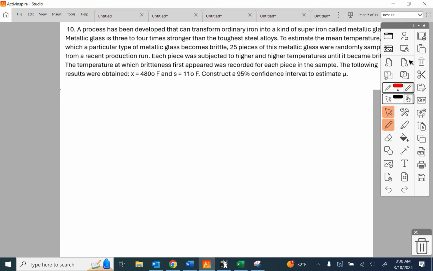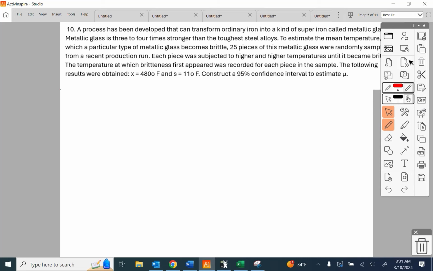A process has been developed that can transform ordinary iron into a kind of super iron called metallic glass. Metallic glass is 3 to 4 times stronger than the toughest steel alloys. To estimate the mean temperature at which a particular type of metallic glass becomes brittle, 25 pieces of glass were randomly sampled from a recent production run. Each piece was subjected to higher and higher temperatures until it became brittle. The temperature at which brittleness first appeared was recorded for each piece in the sample. The following results were obtained.